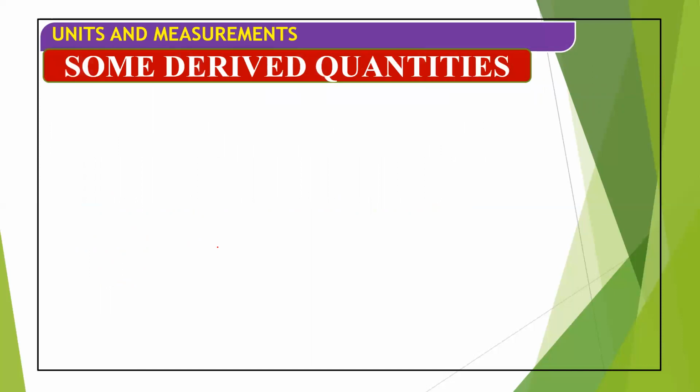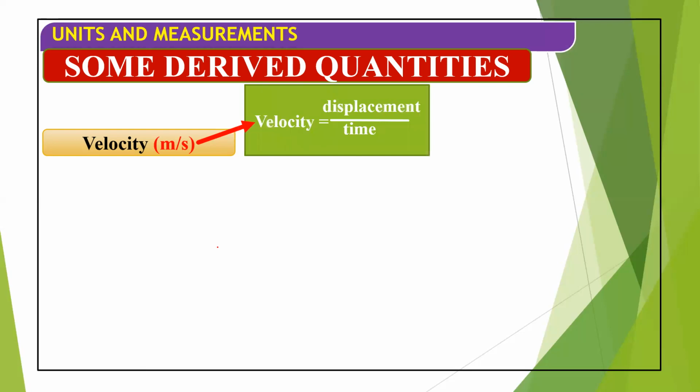Let's take some more examples of derived physical quantities. So velocity. So check velocity. The unit is meter per second. But how do you get velocity? Velocity is displacement by time. Do not worry, my dear students. You have studied about velocity in your grade 9. In case you have forgotten, you have the next chapter, motion in a straight line, where you'll be learning again what is velocity. So right now, velocity is displacement by time.